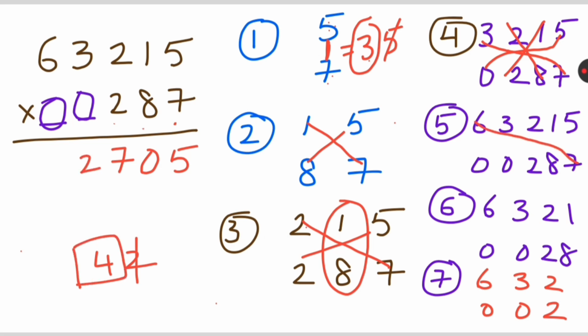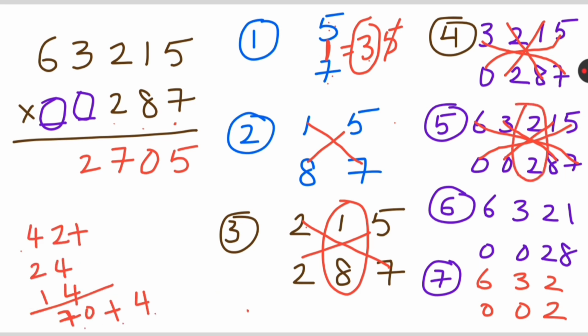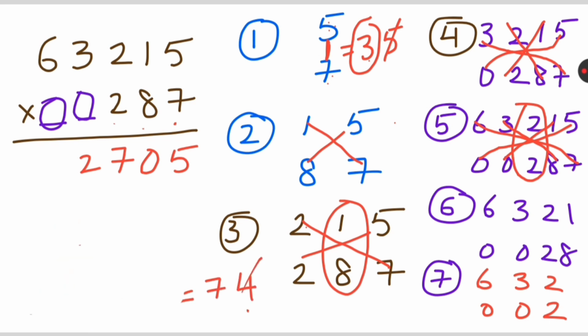6 times 7 is 42. 5 times 0 is 0. 3 times 8 is 24. 1 times 0 is 0. Plus 2 times 2 is 4. After adding all, then you will get 70, and carry plus 4, you will get 74. Let's take only 4, and remaining carry 7. Let's go for the sixth step.